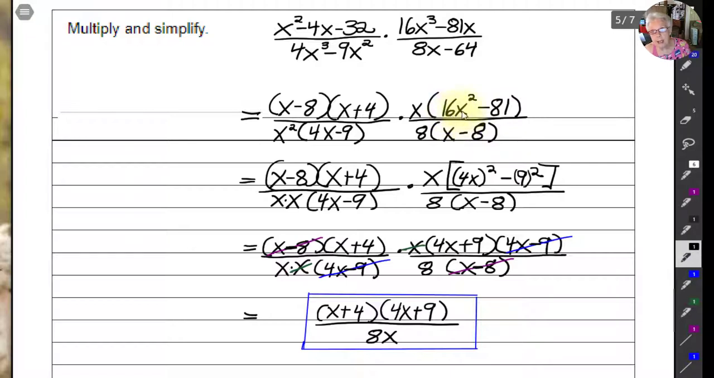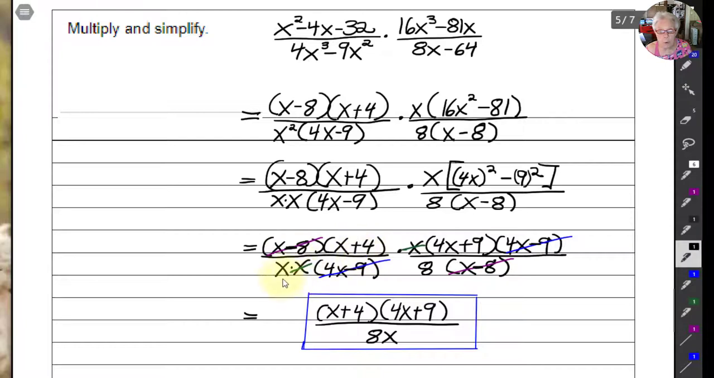16 is a perfect square, and x squared is a perfect square. So 16x squared equals parentheses 4x, parentheses closed, squared. 4x times 4x is 16x squared. 81 is 9 squared. So I'm going to be able to factor 16x squared minus 81 as the difference of two squares. And that will factor into 4x plus 9 times 4x minus 9. So over here I have x times 4x plus 9 times 4x minus 9.